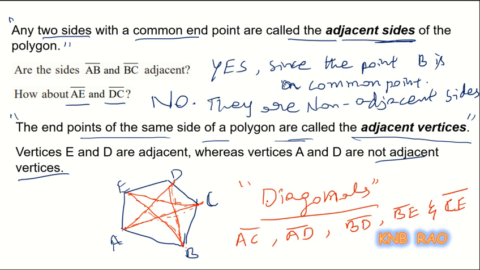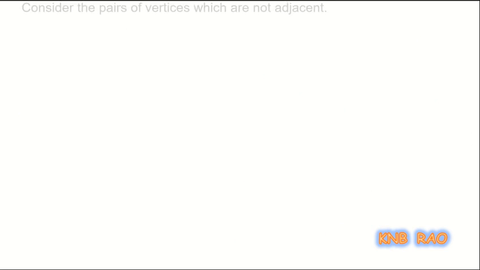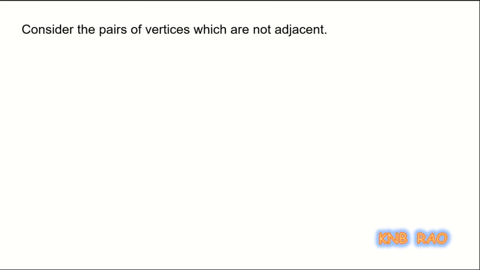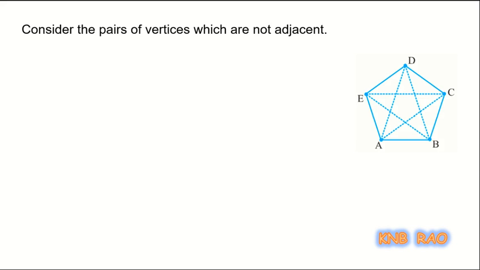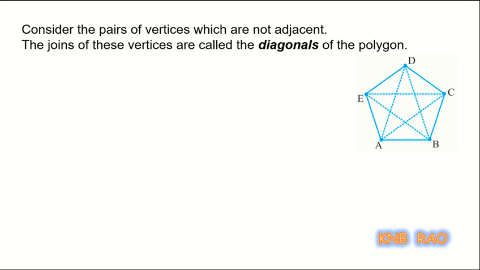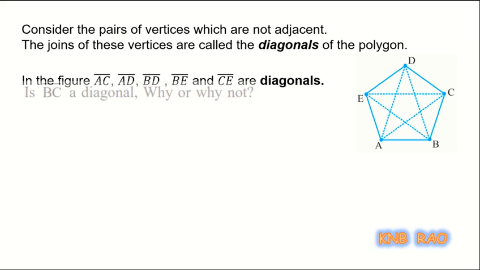It is not the same case with all the other polygons, having equal number of sides, equal number of diagonals and equal number of vertices. And coming to the further, consider the pairs of vertices which are not adjacent. I have already shown you this. The joins of these vertices are called the diagonals of the polygon.